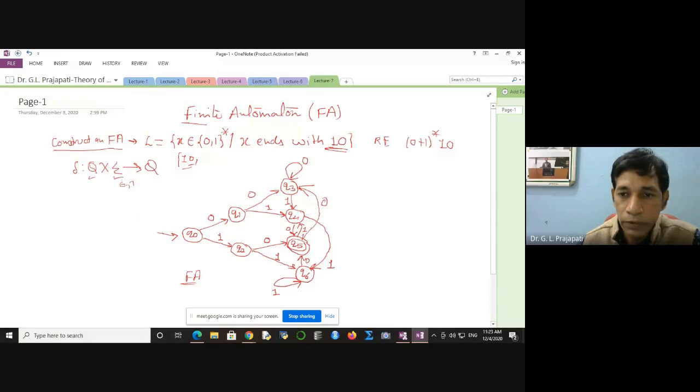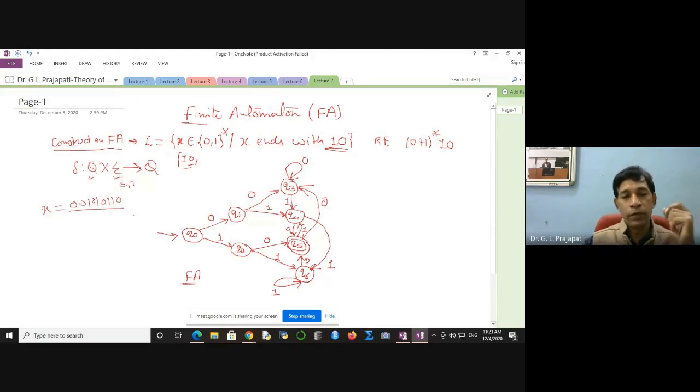And you can verify for any input. Say, for example, the input 0, 0, 1, 0, 1, 0, 1, 1, 0. If you supply this input, you want to verify whether this is a valid string or not. Yes, this is a valid string because the last symbols are 1, 0. If this is a valid string, then your machine must end in the state Q5, because once the machine ends up at Q5, you know that the last two symbols are 1, 0. So how can the machine move to Q5?